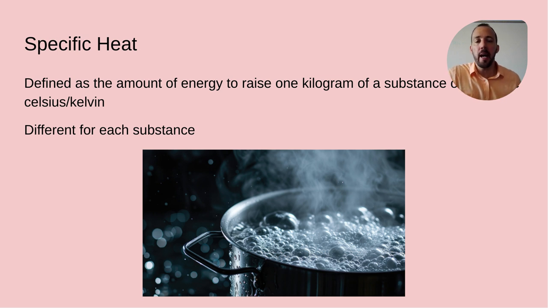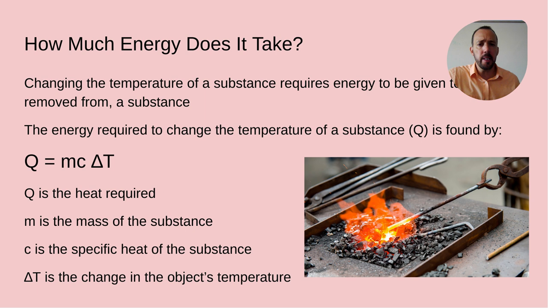Specific heat. Every substance takes a particular amount of energy to get its temperature to increase or decrease by particular amounts. Water, for example, has a rather high specific heat, whereas plenty of metals have a much lower specific heat. It's much easier to heat them up or cool them down. So this is different for every substance. How much heat does it take to change the temperature of something?